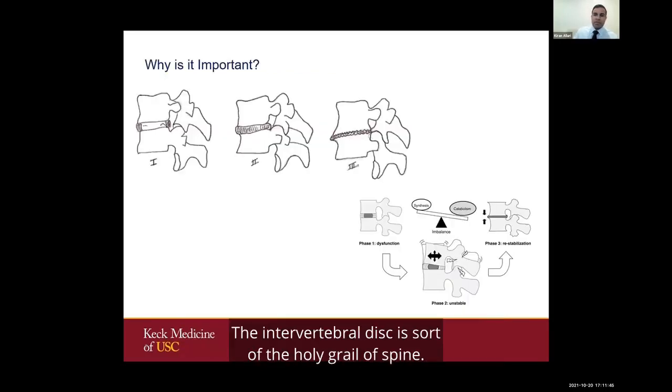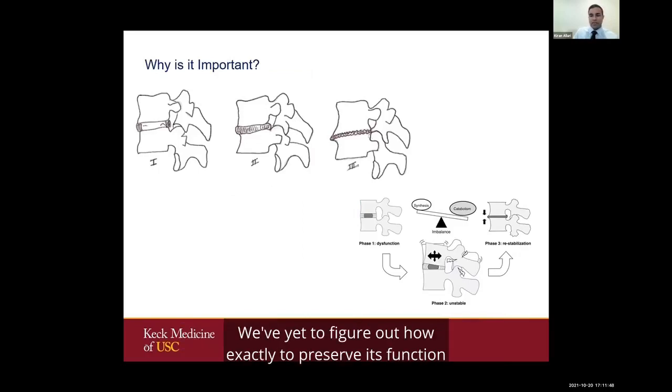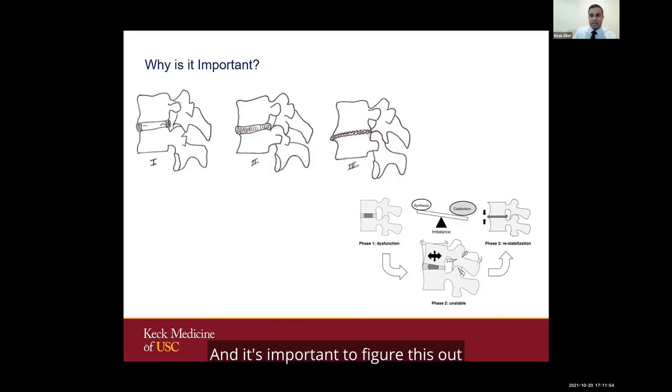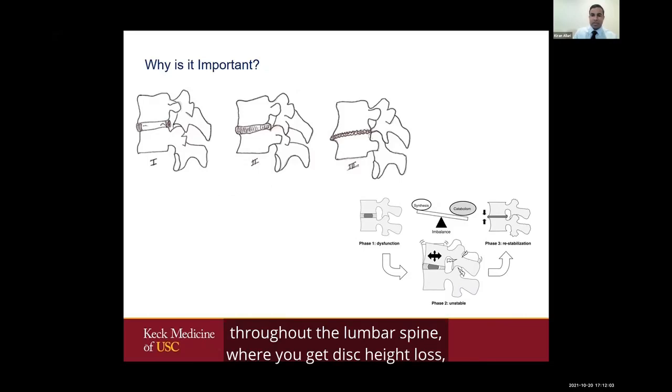So why is this important? The intervertebral disc is sort of the holy grail of spine. We've yet to figure out how exactly to preserve its function or even regenerate the intervertebral disc. And it's important to figure this out because it's thought that the progression of disc degeneration is actually like the catalyzing event that results in a degenerative cascade throughout the lumbar spine, where you get disc height loss and then you get increased stress in the posterior elements, including the facet joints. And then these facet joints basically develop arthritis. They become much larger, and then the underlying ligaments start to thicken as a response to the arthritis. And that's how you actually end up getting spinal stenosis. So if we could figure out how to prevent disc degeneration or even regenerate the disc, we would do quite a bit to alter the natural history of degenerative changes in the lumbar spine.